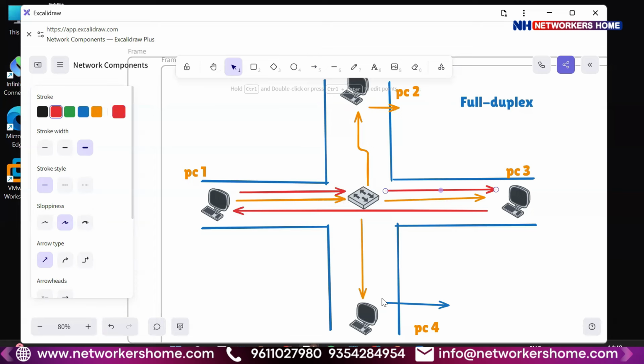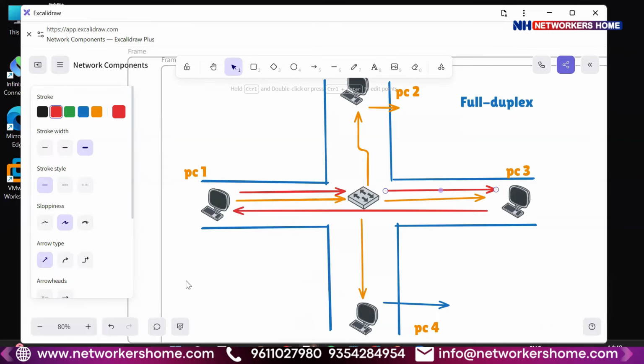I'm a human. I'm remembering Hari Krishna's face. Is a switch human? No, it's a device. So what will it remember? Your switch will remember the MAC address. Your router will remember the IP address. Your switch will remember that MAC address. Since it remembers this MAC address, that is the only reason it is directly sending it to PC3.